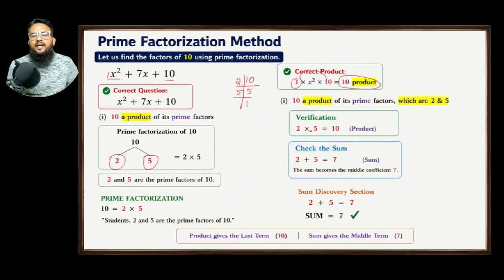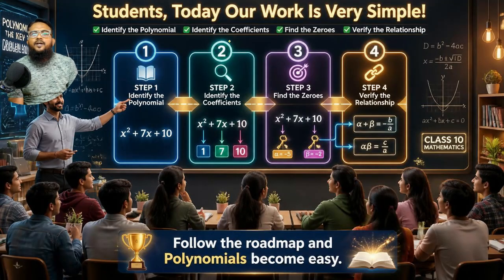If you multiply this 2 and 5, you will get this product 10. That is our last term. And if we add the same factors 2 and 5, we will get the sum 7. This is the middle coefficient. Students, today our work is very simple.